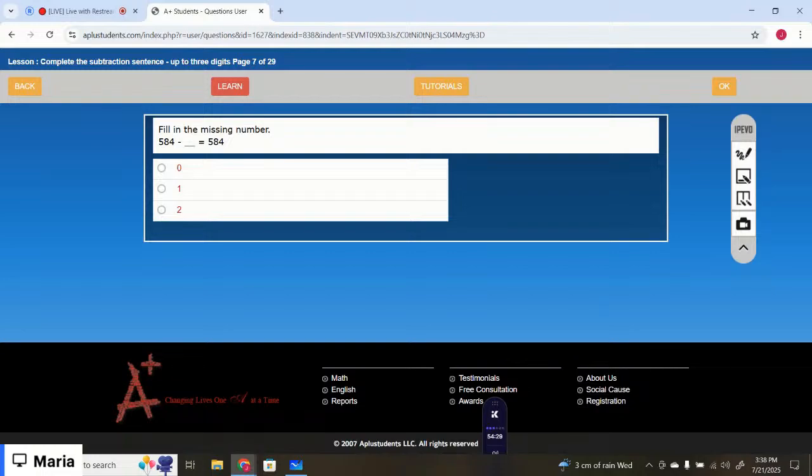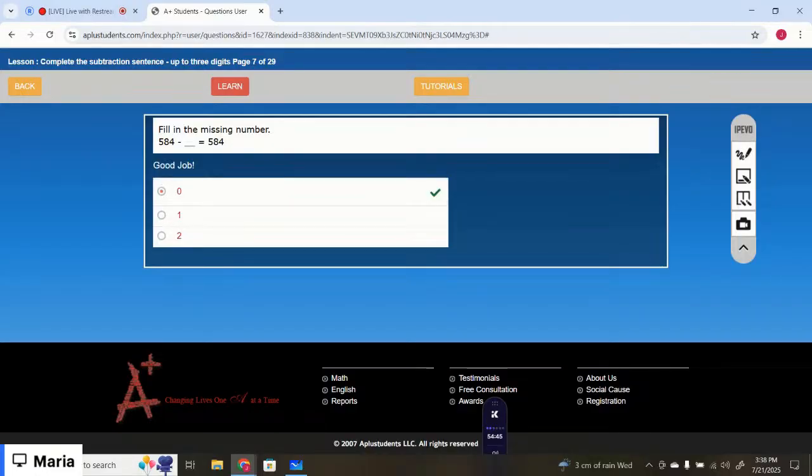Fill in the missing number. 584 minus what number equals 584? That is 0. 584 minus 0 equals 584. Option number 1 is the correct option.